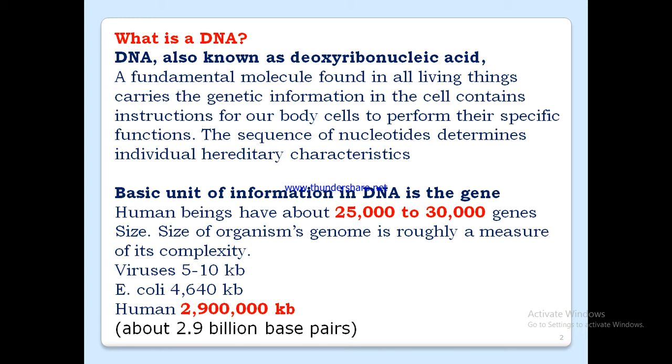The basic unit of information in DNA is the gene. Human beings have about 25,000 to 30,000 genes. The size of an organism's genome is roughly a measure of its complexity. Viruses: 5 to 10 kilobits. E. coli: 4,640 kilobits. Human: 2,900,000 kilobits, about 2.9 billion base pairs.